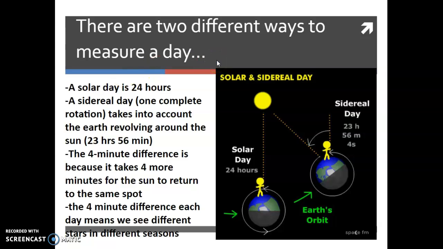A solar day is 24 hours. A sidereal day is one complete rotation, but it takes into account the fact that the Earth is also going around the sun. So we lose about 4 minutes. That 4-minute difference is because it takes 4 more minutes for the sun to return to the same spot on a solar day, and 4 fewer minutes on a sidereal day. And that's why we see different stars during different seasons, because we can actually see into the night sky in a different piece of the sky. And if you look at the picture, it kind of helps that make sense.